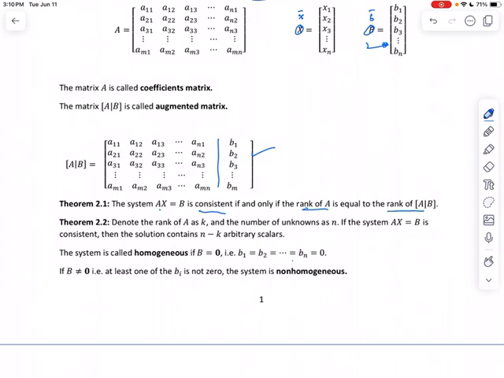And what do we mean by the rank? Rank is the number of non-zero rows in an echelon form of the matrix. Okay. Now another theorem: denote the rank of A as k and the number of unknowns as n. If the system is consistent, meaning if the system has a solution, then there will be some arbitrary scalars, which we call free variables.